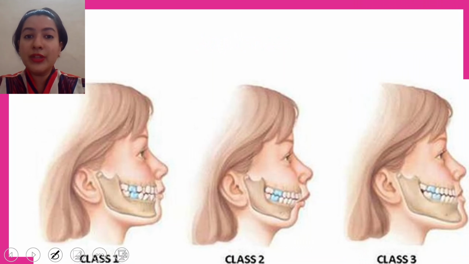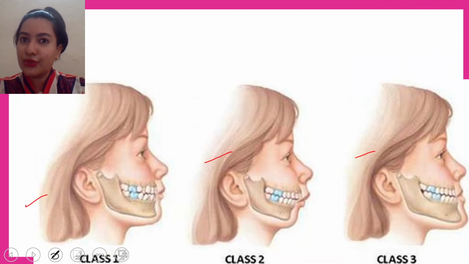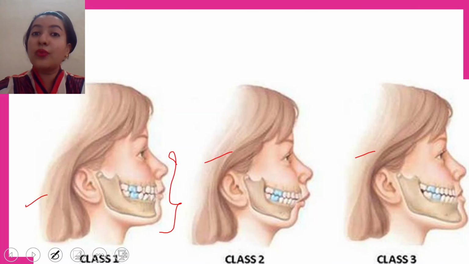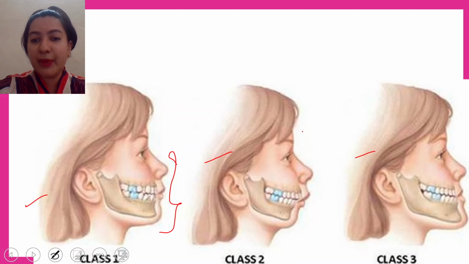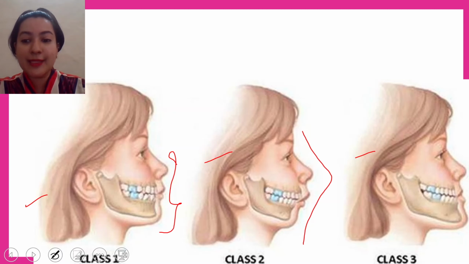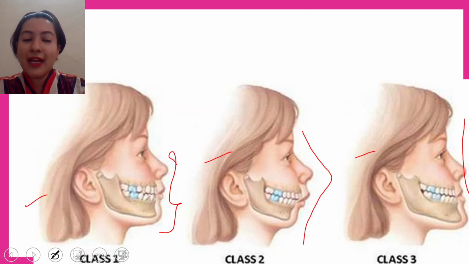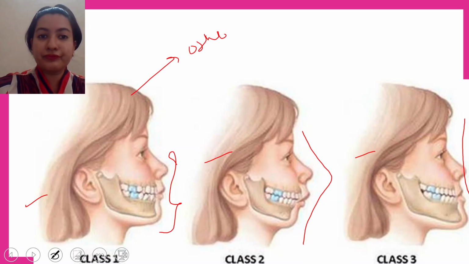But before that, what you need to understand is the basic concept of class 1, class 2 and class 3. In class 1, our extraoral feature is a straight profile. In class 2, the patient's profile is convex. In class 3, the patient's profile is concave. In class 1, my maxilla and mandible are in an orthognathic position.